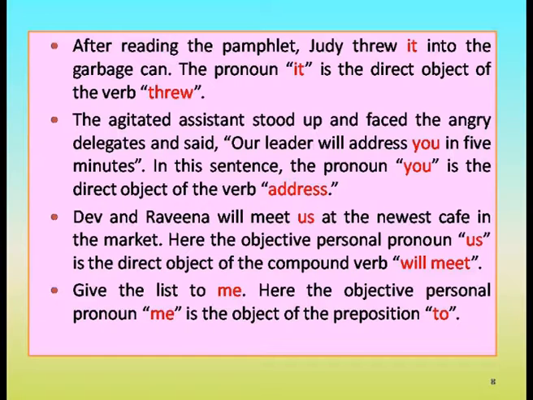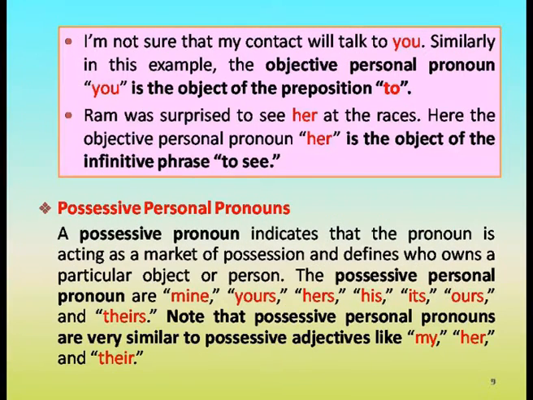Dev and Ravina will meet us at the newest cafe in the market. Here the objective personal pronoun us is the direct object of the compound verb will meet. Give the list to me. Here the objective personal pronoun me is the object of the preposition to. I'm not sure that my contact will talk to you. Similarly, in this example, the objective personal pronoun you is the object of the preposition to.